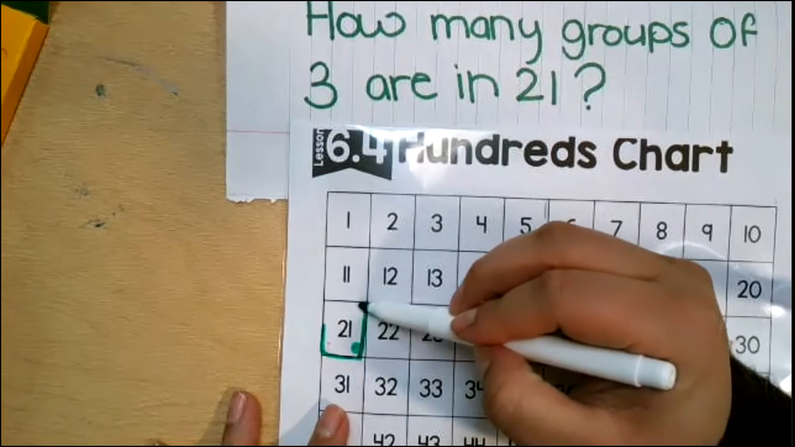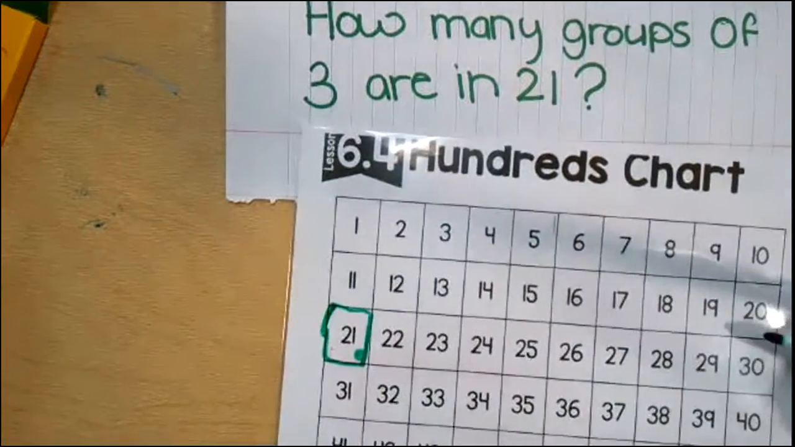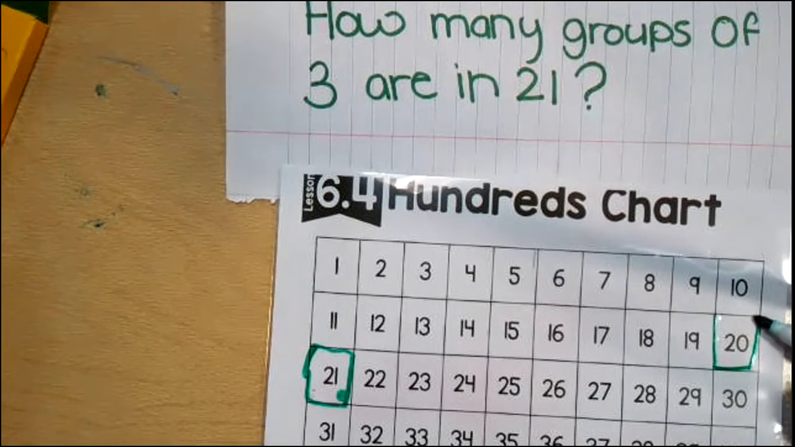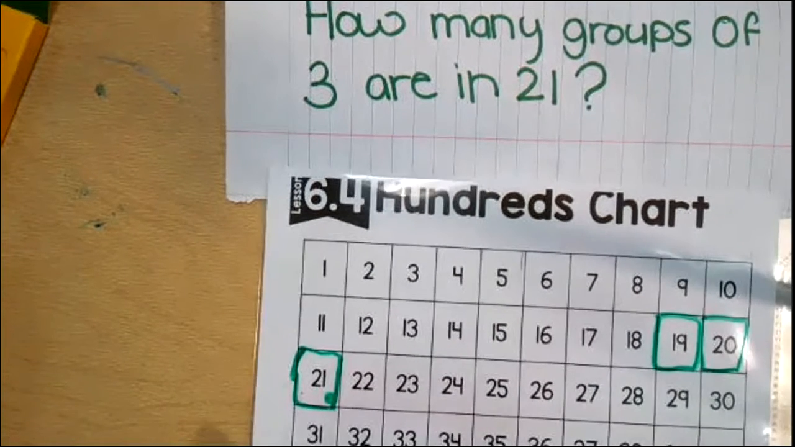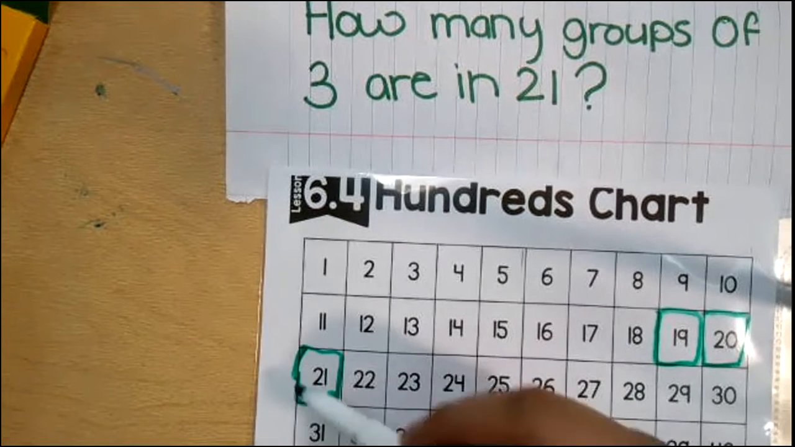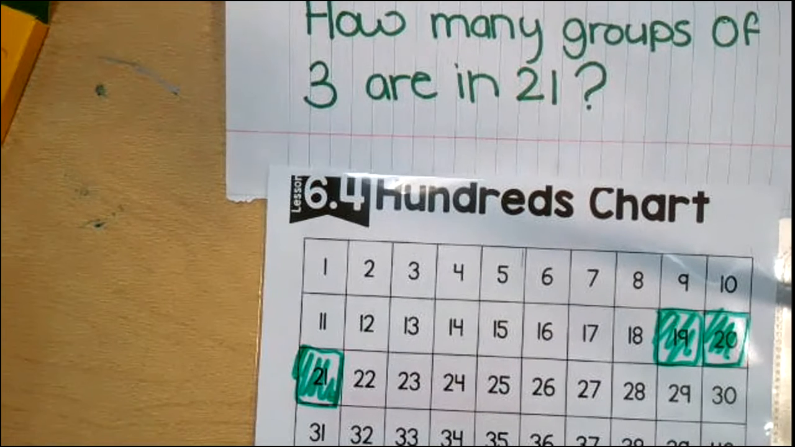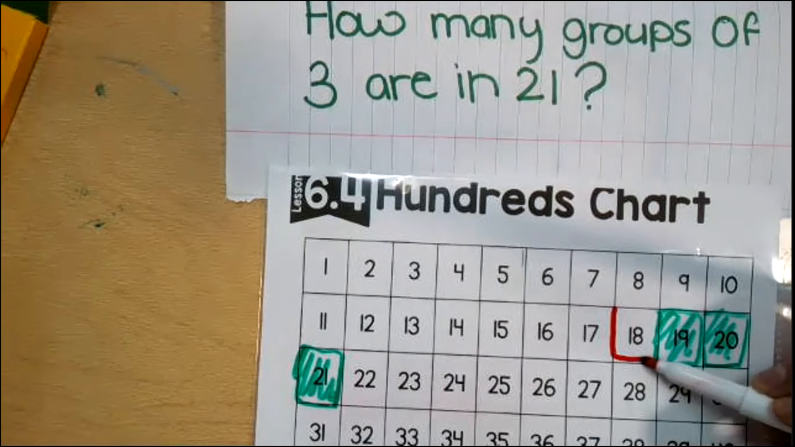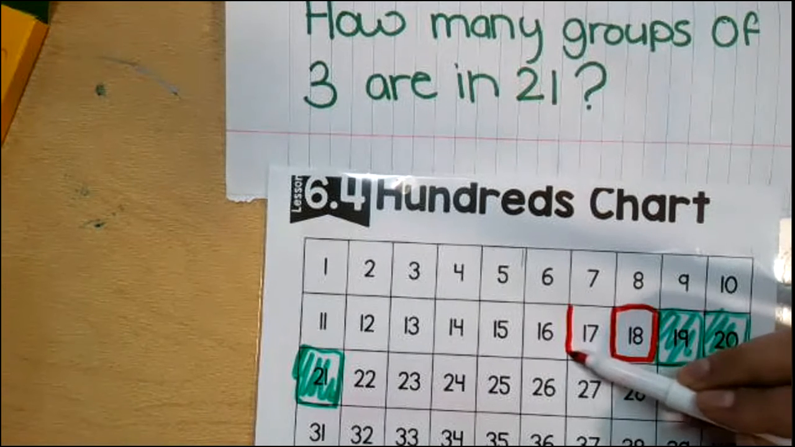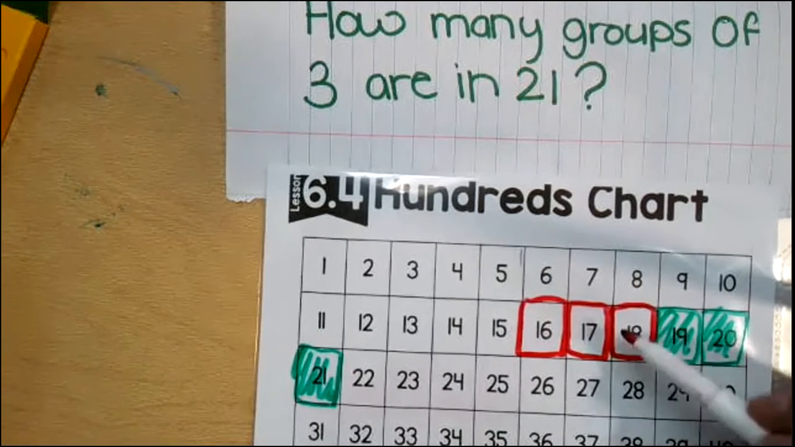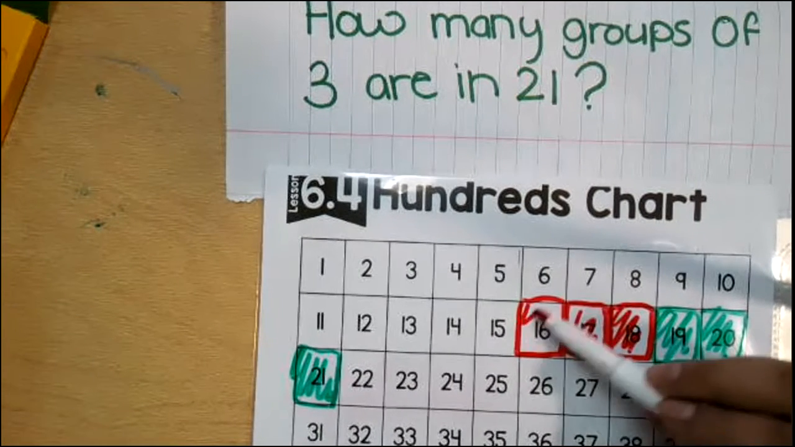So starting at the number 21, we're working our way backwards, making groups of 3. So 1, 2, 3. This is one group of 3 so far that I've colored in. This is one group of 3. Now I'm going to switch colors and continue the pattern of making groups of 3. So I have 1, 2, 3. Now this is 2 groups of 3.